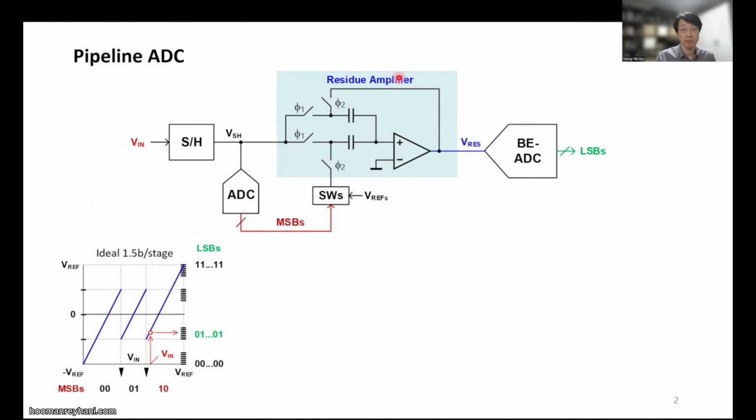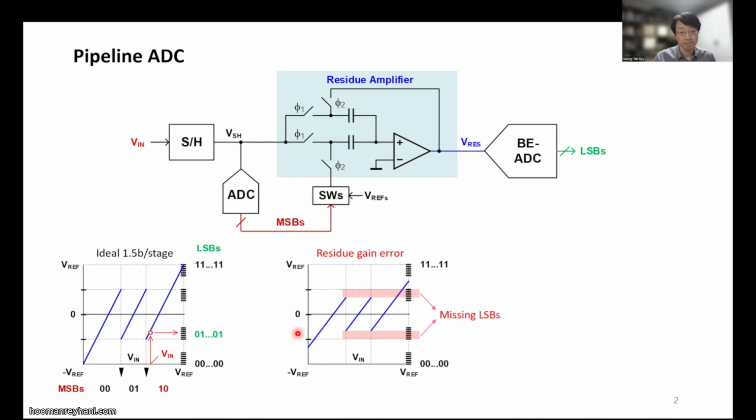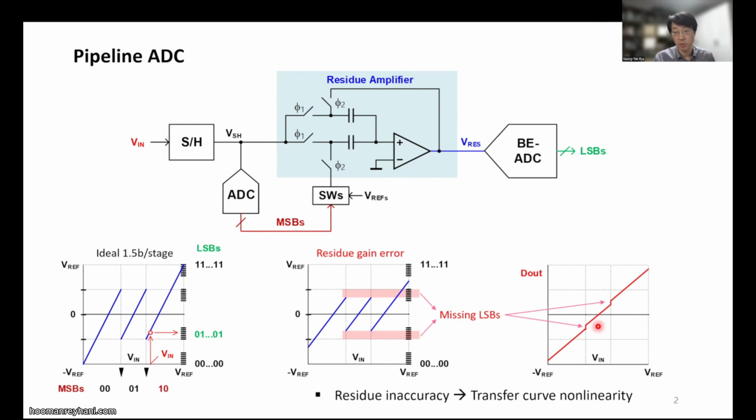But if we have insufficient residue amplifier gain, as illustrated here, then when the MSB code changes, we have missing LSBs, which will give us an abrupt code change. So the transfer curve will be nonlinear. For our target specification, target linearity, there must be some design guideline for the residue amplifier accuracy.